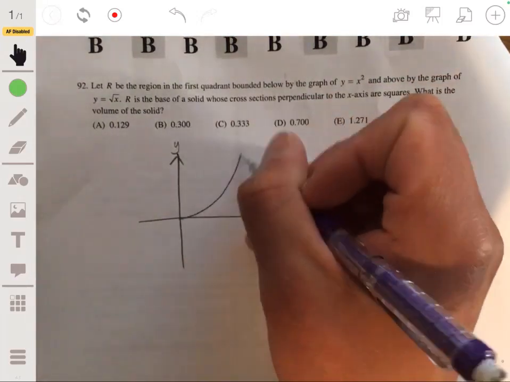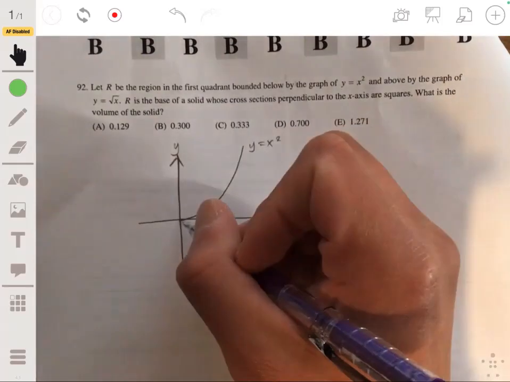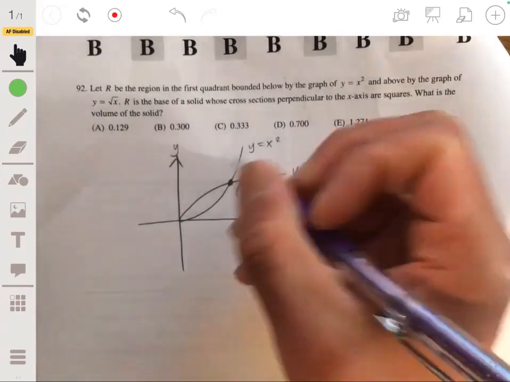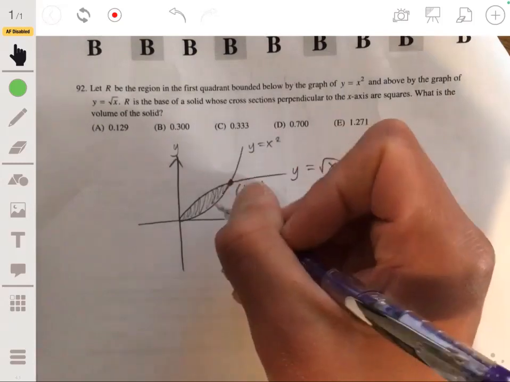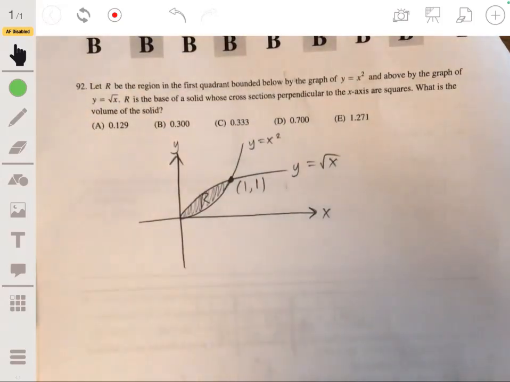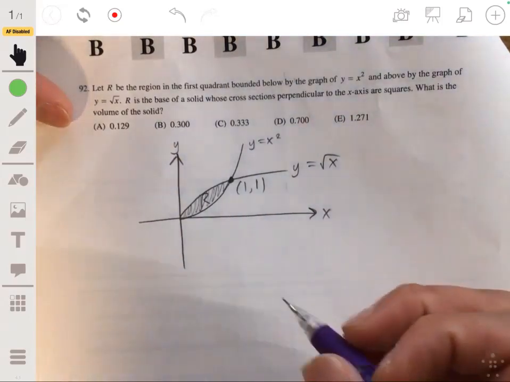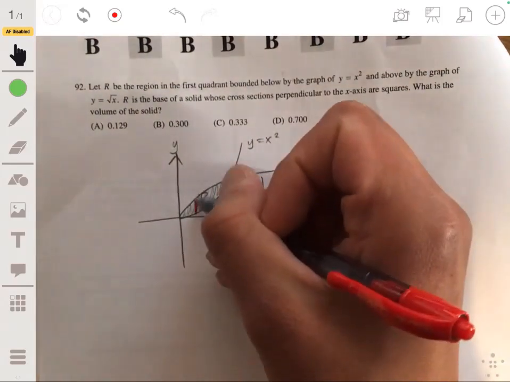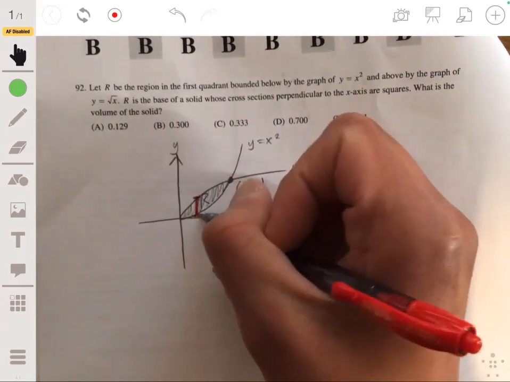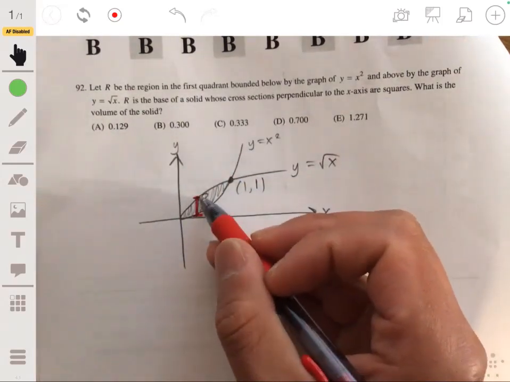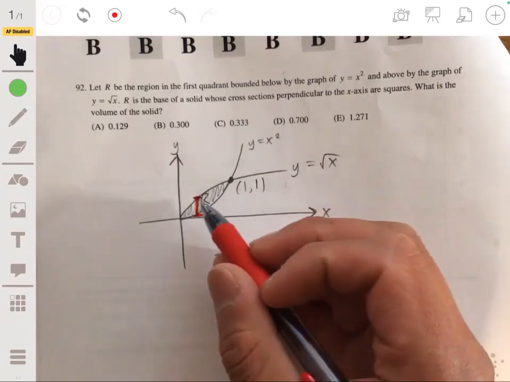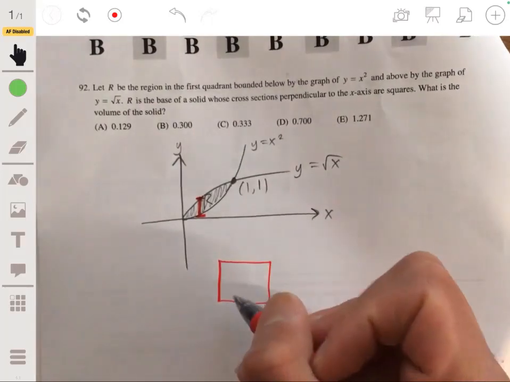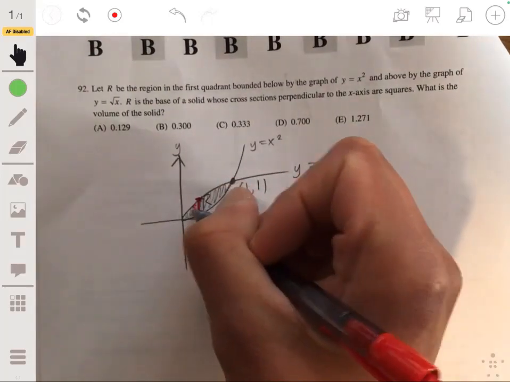So there's our graph of x squared, and y equals the square root of x. They would intersect at 1, 1. So here's our region R. And so what would happen here, cross sections that are perpendicular would be basically this length here. And since this is the side of a square, let's call this length S.